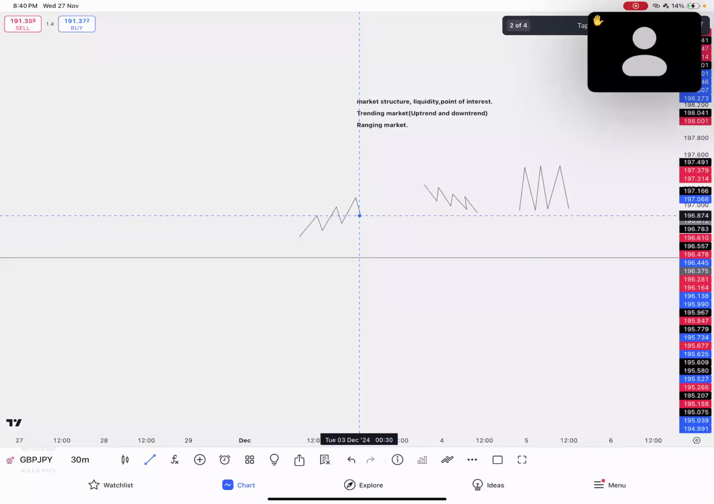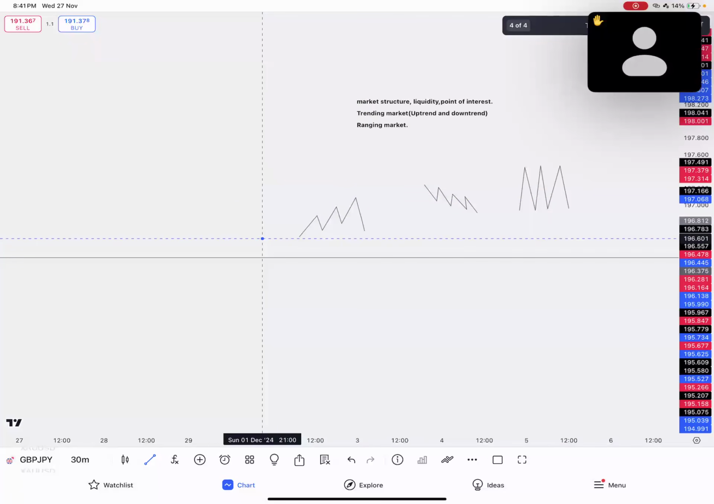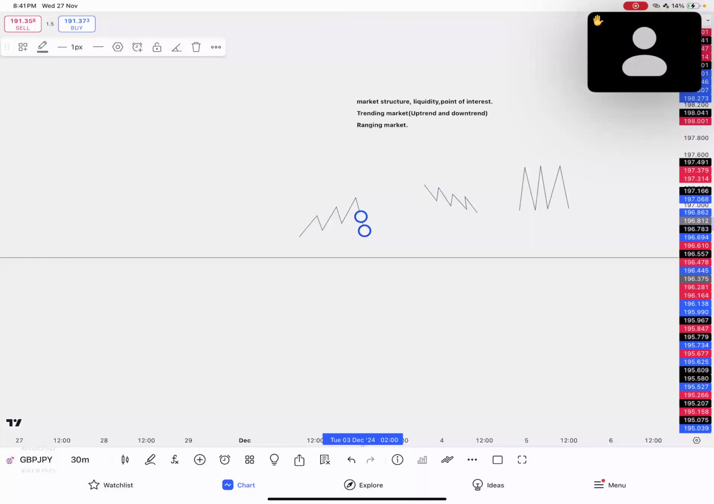And at the same time, if it makes a what? A lower low. This is also a structure shift. Why? Because it deviated from the normal pattern that the market follows when it's on an uptrend. Any deviation from the current pattern that the market follows for a particular trend is what a market structure shift is. It's an indication that the current trend is about to end and a new one is about to begin in the opposite direction.